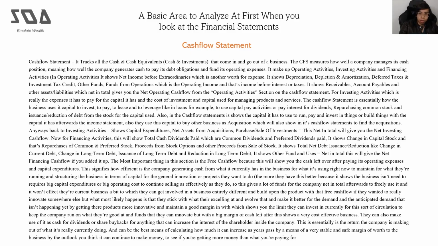For the investing activity, which is another section in the cash flow statement, that shows you the expenses it has to pay for the capital it has and the cost of investment in capital used for managing products and services.